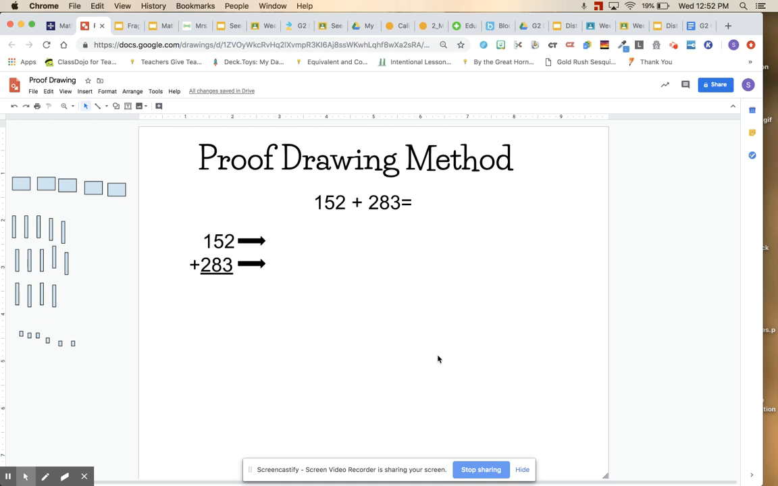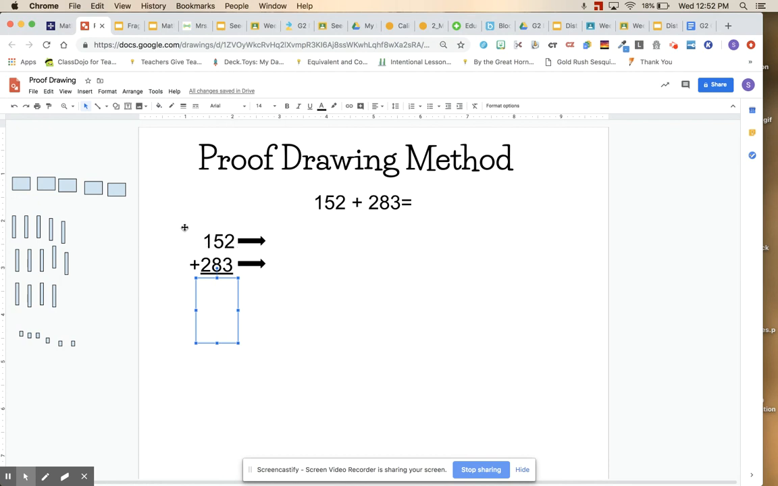Hi boys and girls, today we're going to do the proof drawing method of addition using 3-digit numbers. The number sentence we have is 152 plus 283 equals, and this is in horizontal format. We're going to put it in vertical format. So we have 152 plus 283.